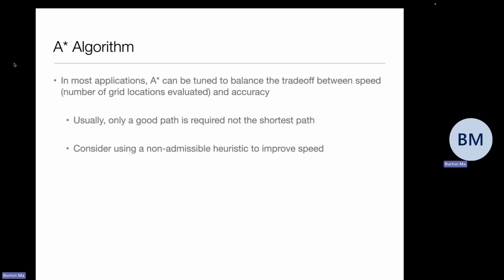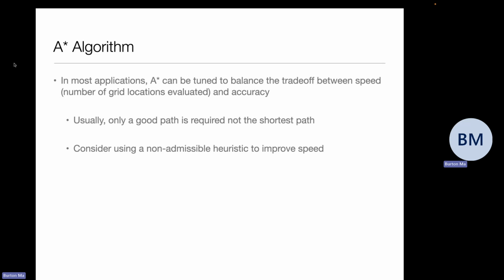So in most cases, especially games, whether or not you find the shortest path is probably not critical. You can play around with H of n to balance the trade-off between speed and accuracy. Speed: evaluate fewer locations than you have to. Accuracy: you might produce a longer path. Often in games, you don't need the shortest path. You just want a path, hopefully a path that's not too bad, that doesn't wander all over the place. So usually a good path is all that's required. You don't actually require the shortest path.